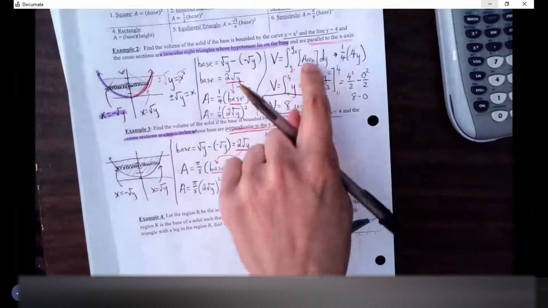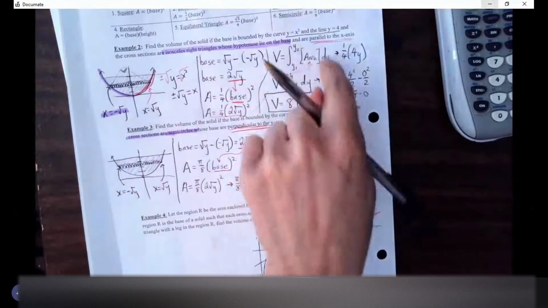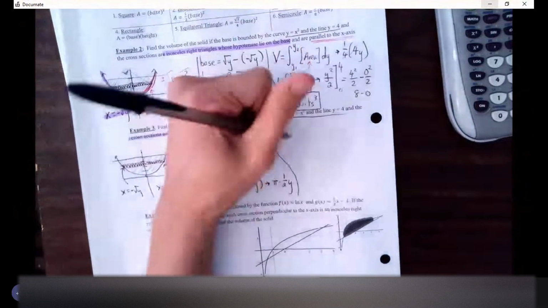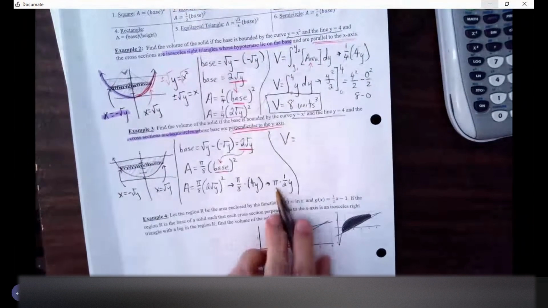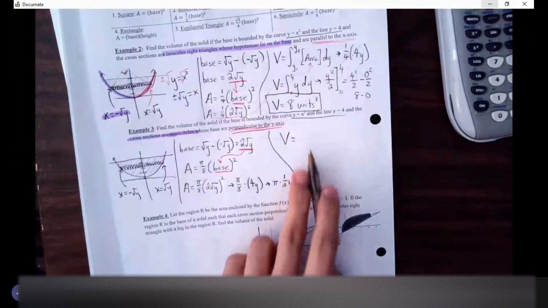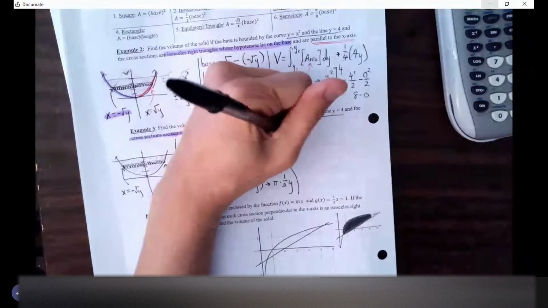And I'm just going to insert into my volume formula, which is going to be very similar, right? Right minus left. But I'm just going to put a pi in front and the 1/2 y inside the integral.